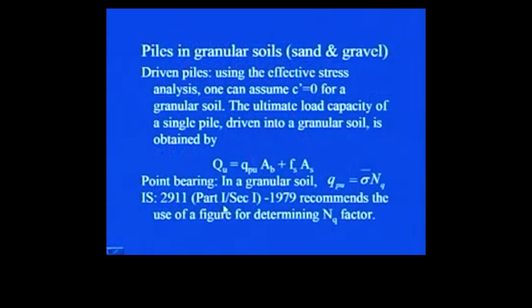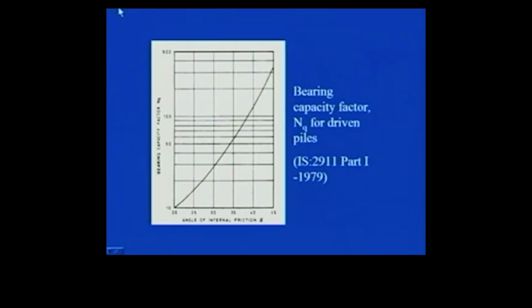But I am just giving you a feel of what exactly our IS code recommends as far as these Nq values are concerned. So, IS 2911 part 1 section 1, 1979 recommends the use of a figure for determining the Nq factor. You can see here that this is the angle of internal friction and this is the bearing capacity factor Nq, and then this curve has been drawn. So, depending on the value of angle of internal friction, which you will be knowing as it is a property of the soil surrounding the pile, let us say that you have angle of internal friction value equal to 30 degree.